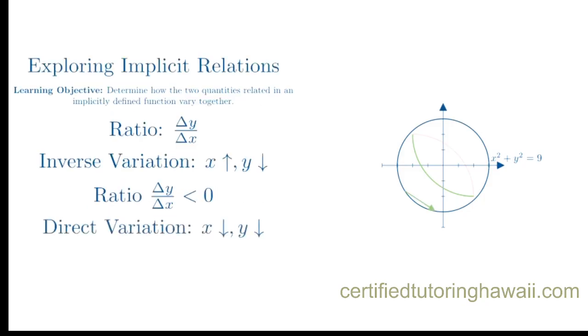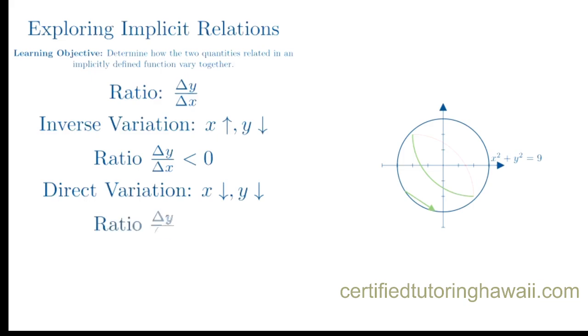We call this a direct variation. The ratio delta y over delta x will be positive, because a negative number divided by a negative number gives a positive. So, a positive ratio means the variables are varying directly. We can see this principle hold true all over the graph. It's a powerful tool for understanding how things are changing.